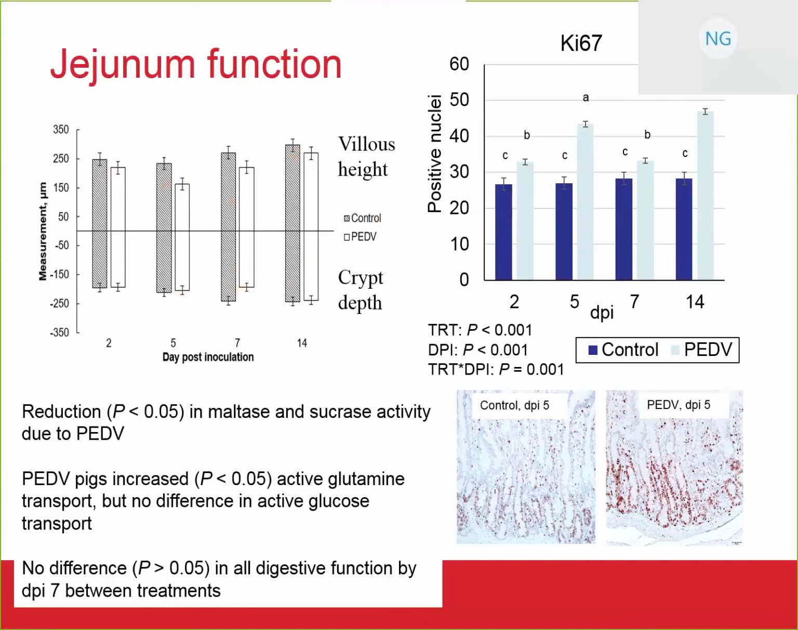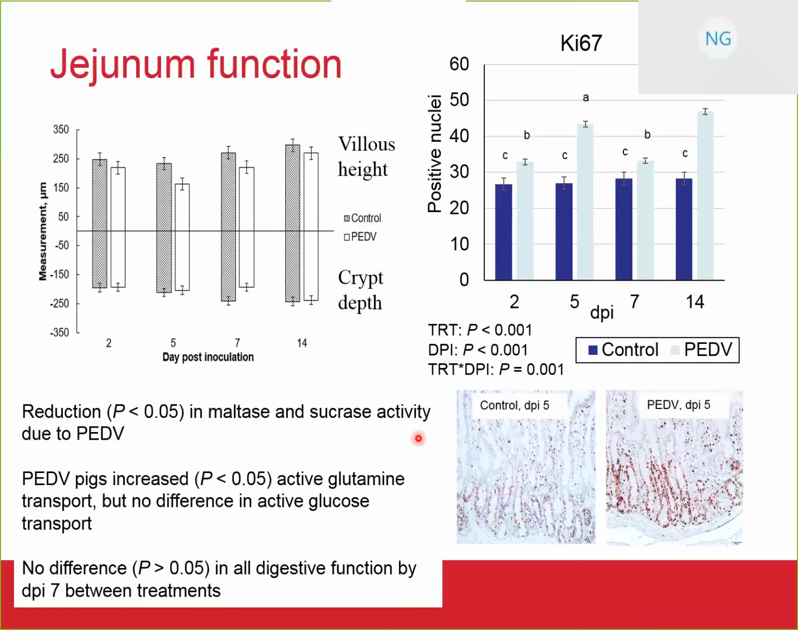Ki67 is a marker of stem cell proliferation in the crypts of pigs. You can see down here in our control pigs, all these red dots are positive stem cells that are proliferating, regenerating. But at day 5, there's a lot more proliferation occurring in the PEDV-infected nursery pig than in the control pig.